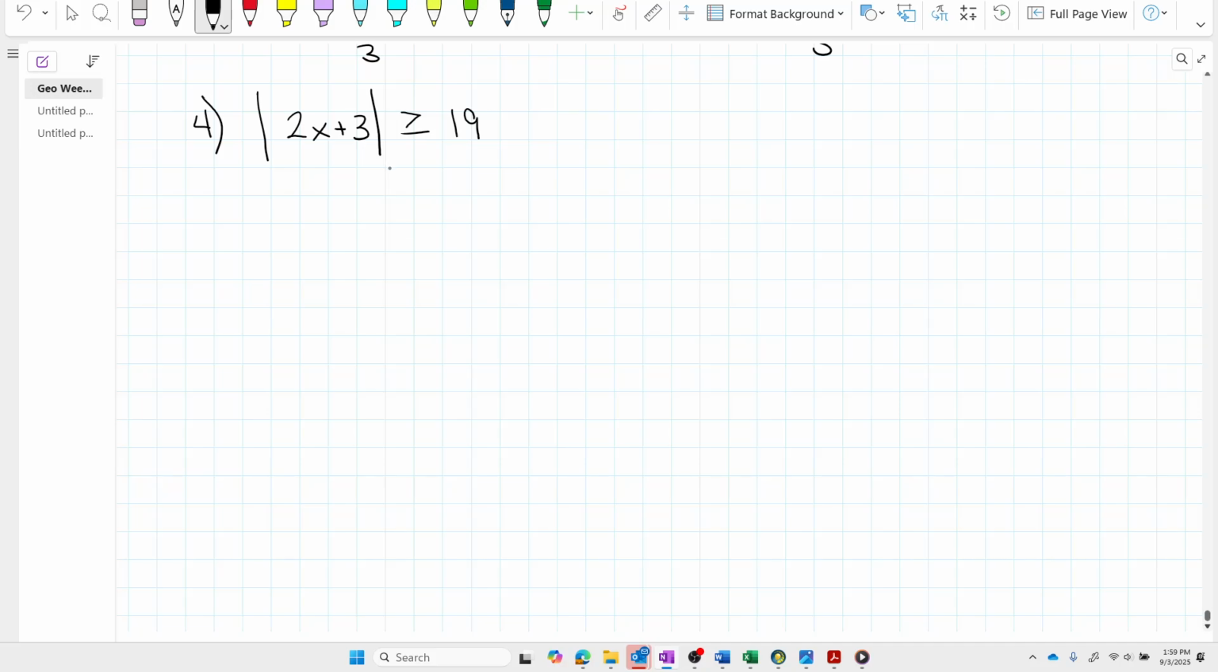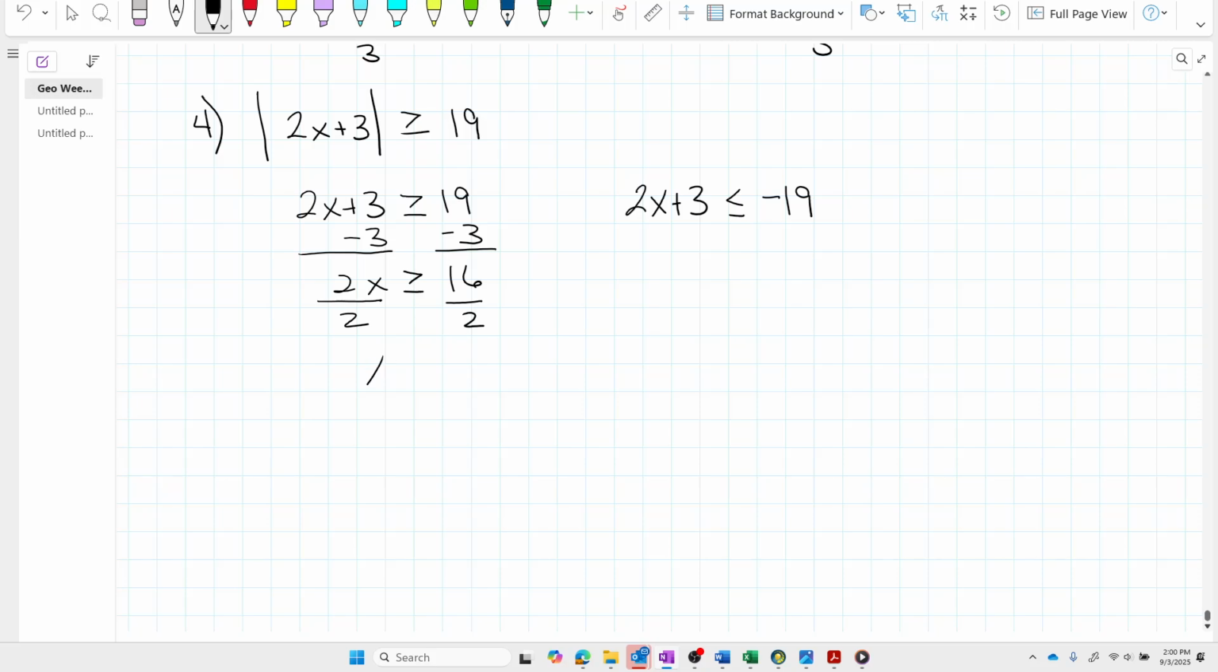So the absolute value symbol is on one side by itself, so we just write two equations. We go 2x plus 3 greater than or equal to 19, and then 2x plus 3 less than or equal to negative 19. Change the direction of the inequality and negate. So subtract 3 from each side. 2x is greater than or equal to 16. Divide each side by 2. X is greater than or equal to 8.